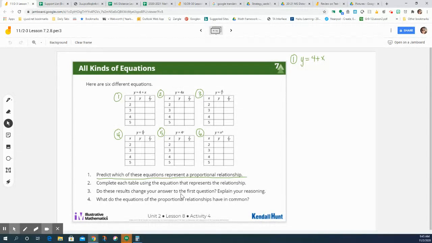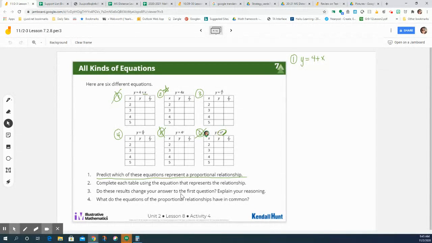Sorry, guys. All right, so now the prediction would be that number 1 is not proportional because it has plus x. Number 2 is proportional because it doesn't have plus or minus anything else. Number 3, we'll come back to that. Number 4, we'll come back to that. Number 5, no, because it's got a power. So this one can't be. And 6, again, it has another power, so it can't be.